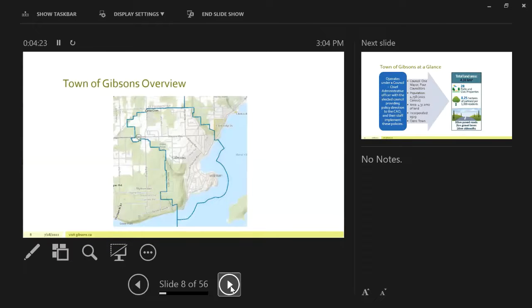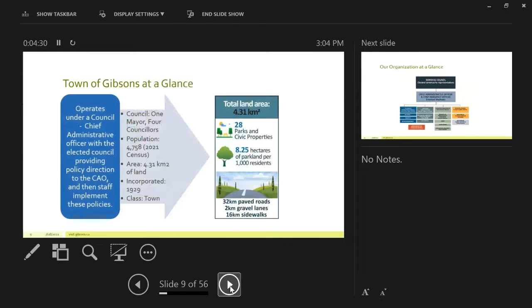And as you all know, there's our geographical map of the town boundary. I'm going to have some big maps printed up too soon.